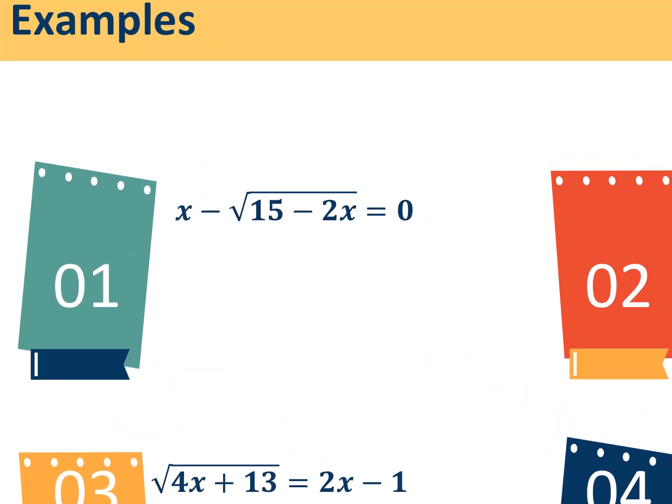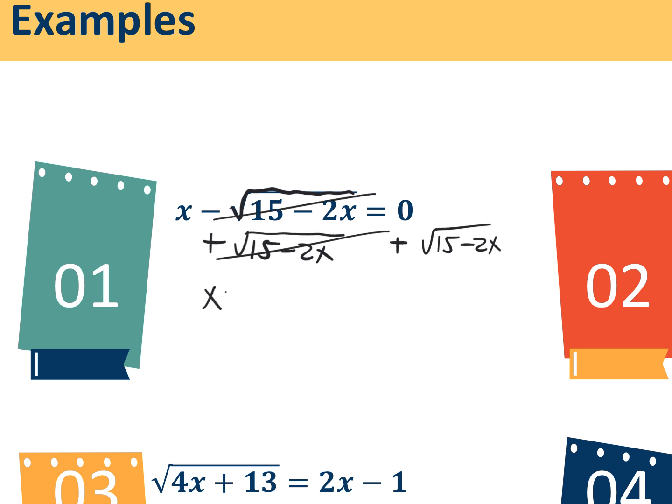Our first step, we had said, was to get the square root by itself. Our square root here is the square root of 15 minus 2x. Why don't we move that to the other side, just to get rid of that negative out front? I know a lot of you don't like to see negatives in front of what you're working with, so to get rid of it, let's just add it to the other side. So let's add square root of 15 minus 2x on both sides, and over here it's going to cancel out, and you're left with x equals the square root of 15 minus 2x.